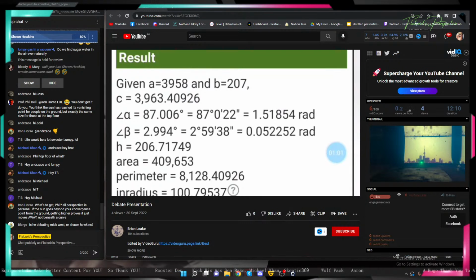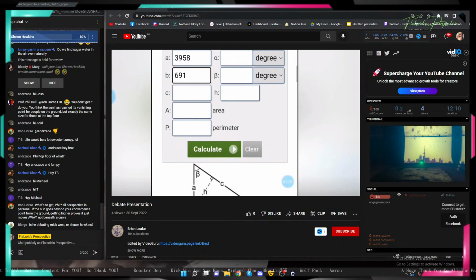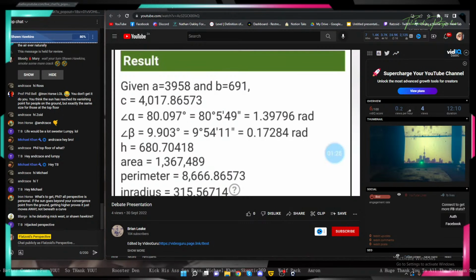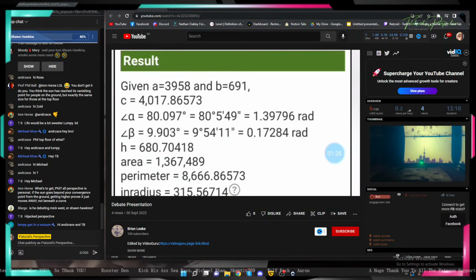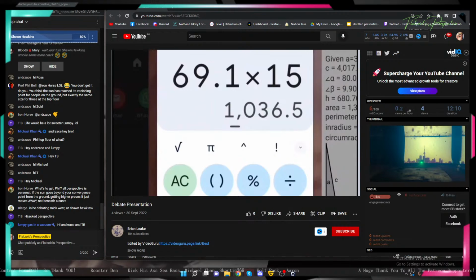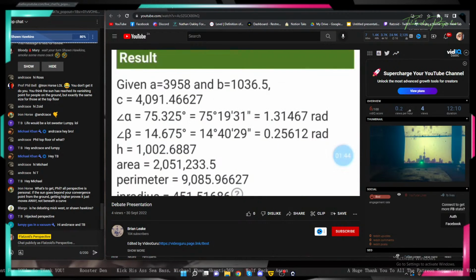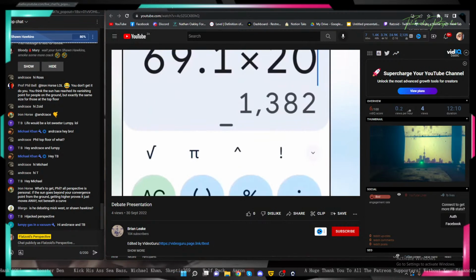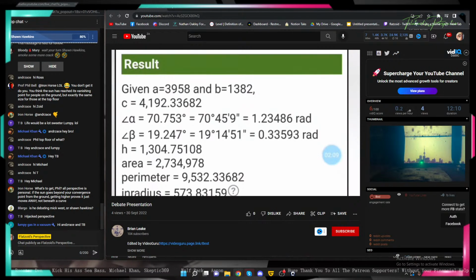Let's try 10 degrees. So 10 degrees is 691 miles, 3958 height, and look, 80 degrees. So 69 miles per degree, still holding firm. So 15 degrees, we put it at 1036 with 3958 height and 75 degrees, still good. So let's try 20 degrees. 1382 for our distance, 3958 for height and 70 degrees.